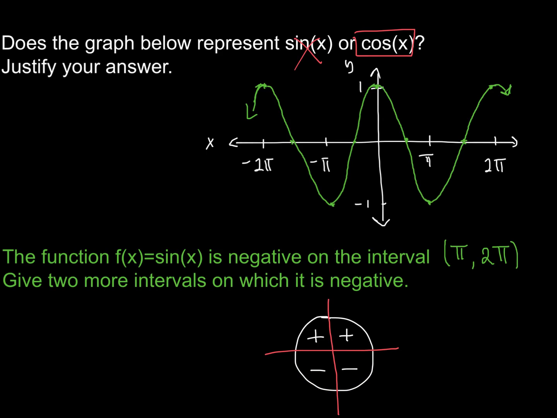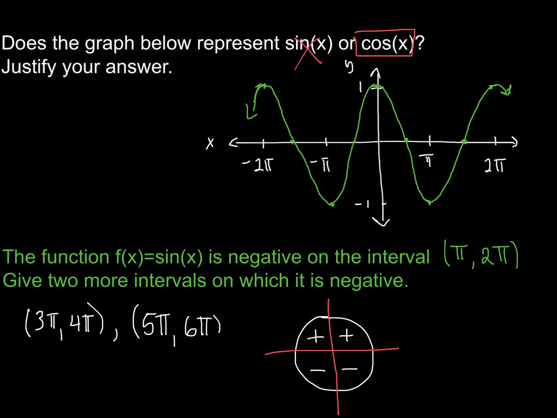And if I were to keep rotating, between 2 pi and 3 pi, they're positive. All these y values are positive. And then from 3 pi to 4 pi, they're going to be negative. So another interval would be from 3 pi to 4 pi. And then if I were to keep rotating around, 4 pi to 5 pi, they're positive, and 5 pi to 6 pi, they're going to be negative again. So another interval is from 5 pi to 6 pi. And if you took a look at the graph, this would make sense.